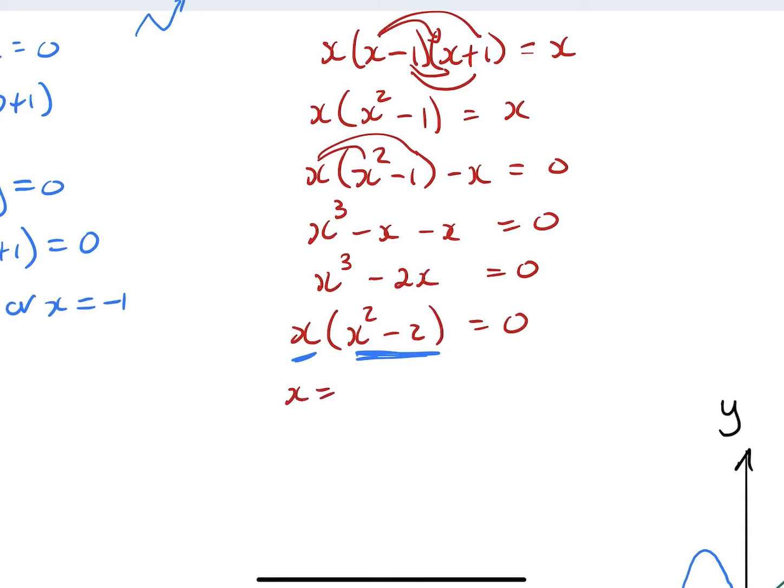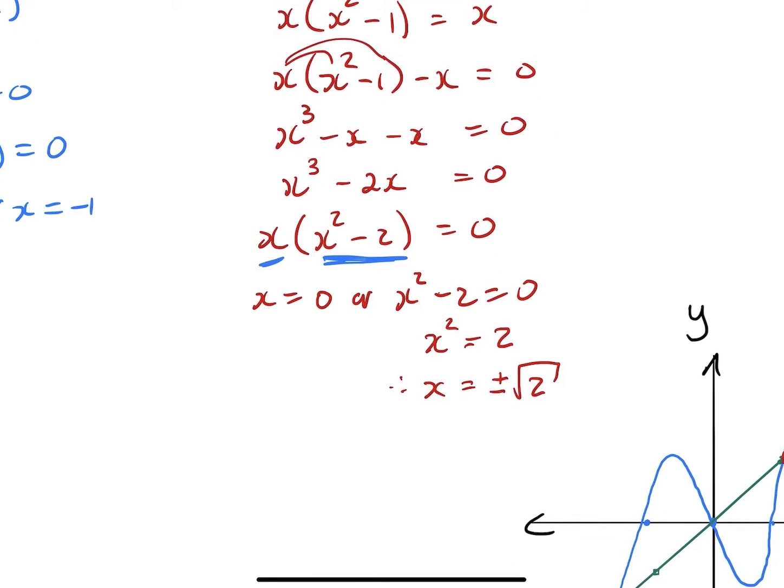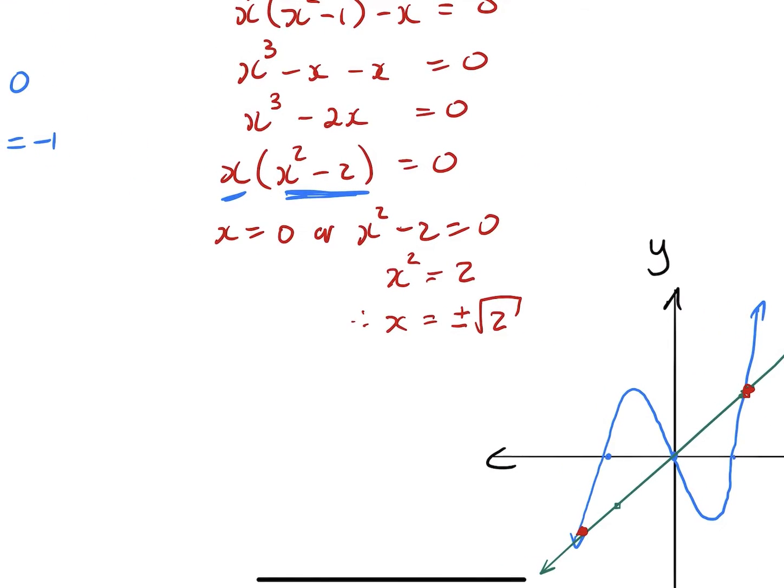So x is going to be equal to 0, or x squared minus 2 is going to be equal to 0. Which means x squared is going to be equal to 2 if I add 2 on both sides. Therefore, x is going to be equal to plus or minus, because I'm taking the square root of 2. So if I take the square root on both sides, x is going to be plus or minus square root 2. Okay, which means that they are equal at the following points.